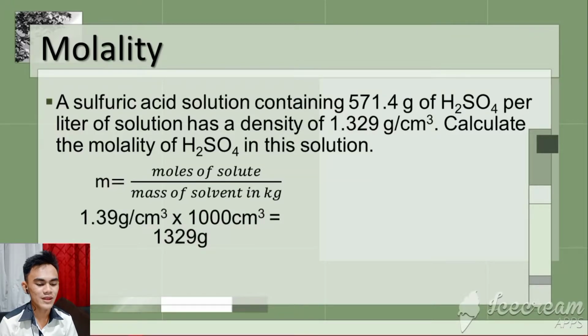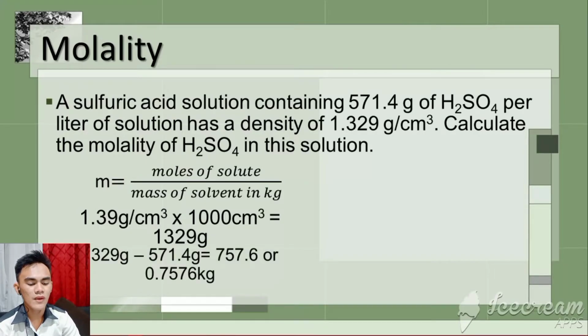Now, as we know, the density is 1.329 grams per cubic centimeter, we are going to multiply that by 1000 cubic centimeter. We got the 1000 cubic centimeter from the solution, since it is per liter, and as we all know, in 1 liter there are 1000 cubic centimeter. So that is equal to 1329 grams.